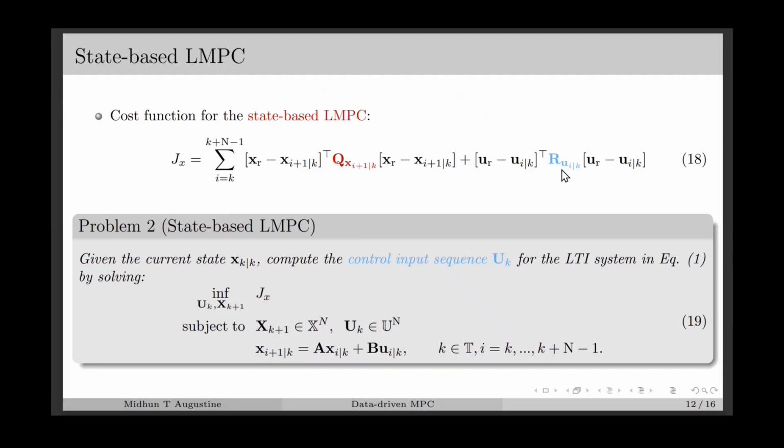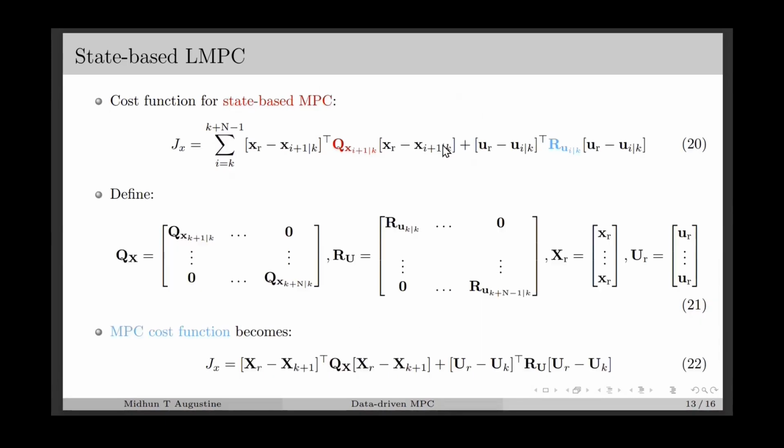Then in the state-based LMPC, the problem is to compute the optimal control input sequence Uk, which minimizes this cost function subject to these constraints, where we have the state equation as the equality constraint, and this inequality constraint will be defined using the state and input constraints. Now, similar to the output-based LMPC, defining these block diagonal matrices capital Qx, capital Ru, Xr, and Ur, we can represent this cost function for the state-based LMPC as in equation number 22.